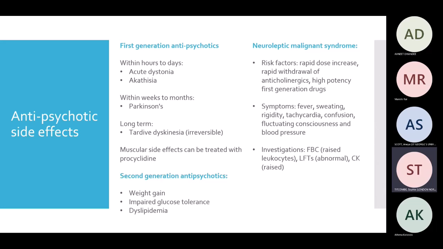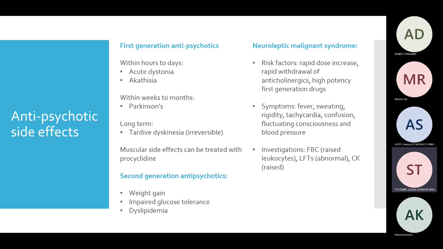Akathisia is defined as a patient who feels like they have an inability to remain still because they have this inner restlessness. So with acute dystonia, the muscles are actually contracting of their own accord, whereas with akathisia, the patient themselves is voluntarily moving, but they're voluntarily moving because they've got this inner feeling of restlessness that they just can't control. Within weeks to months, we can see Parkinsonian type symptoms with our first generation antipsychotics.